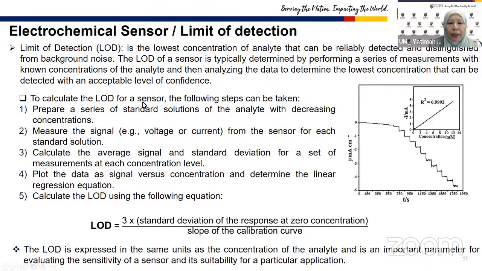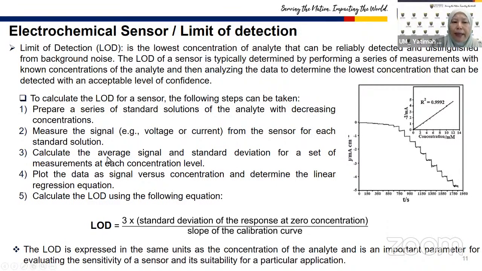To calculate the LOD for a sensor, the following steps can be taken. You need to prepare a series of standard solutions of the analyte with decreasing concentration. So basically you have to prepare standard solutions with different concentrations. And then you measure the signal, voltage or current, depending on the technique, from the sensor for each standard solution. The sensor is your working electrode, your modified electrode. When you have the modified electrode, you can do a measurement, either voltage or current.